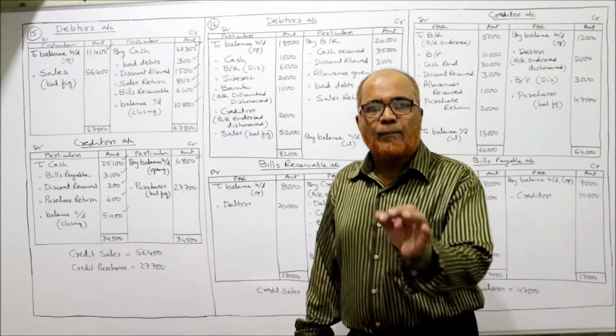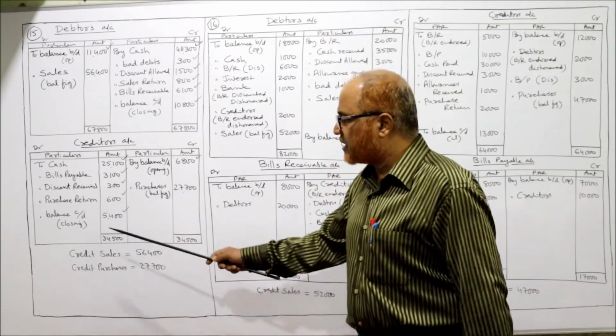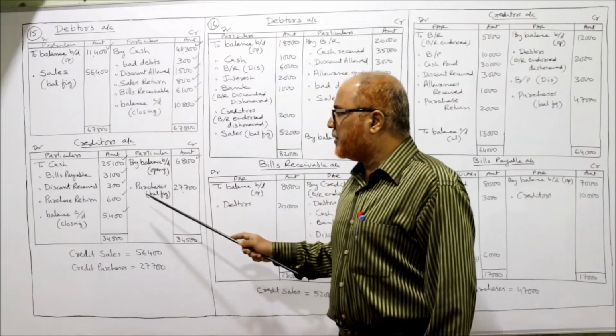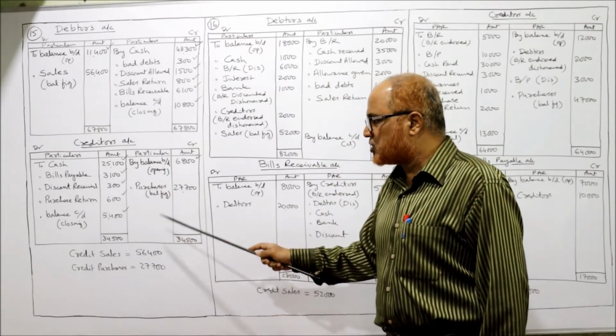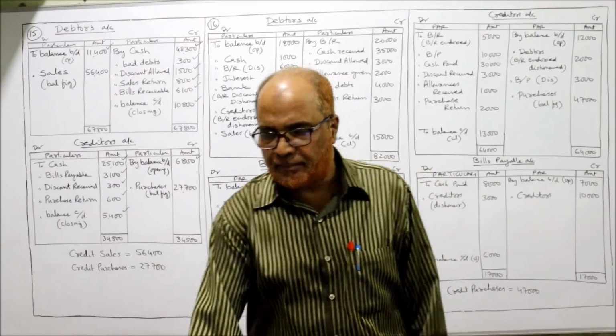Over. The complete problem is asking you to calculate credit sales and credit purchases. Credit sales are 56,400, balancing figure. And credit purchases are 27,700, balancing figure. That's finished. This is problem number 15.